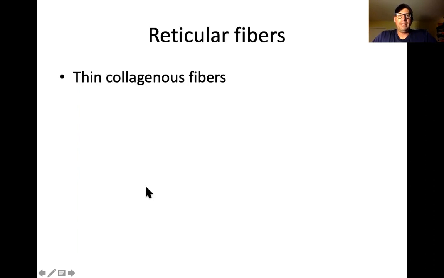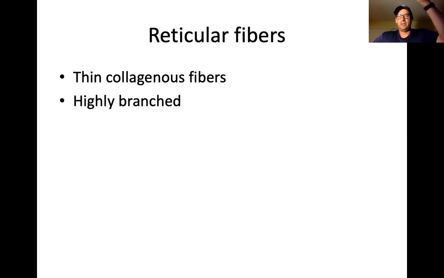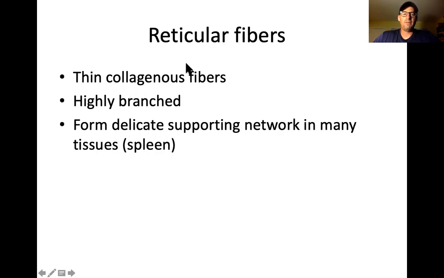Okay. And the last type of protein fiber in the connective tissue are these reticular fibers that are very thin collagenous fibers, and they're branched, okay? When we talk about collagenous fibers, they're the very thick, unbranching protein fibers found in connective tissue. But we also have these reticular fibers that are also made of collagen, but are much thinner and very highly branched, and they form the supporting network in many tissues, such as in the spleen.